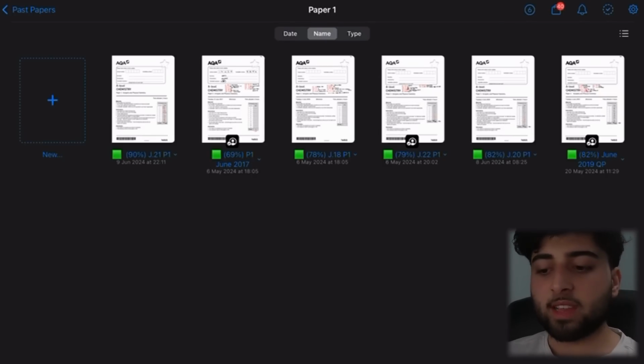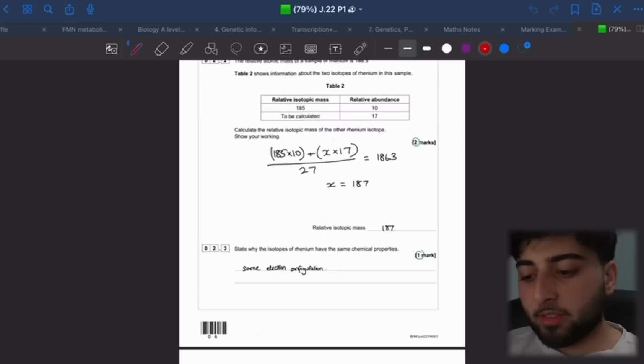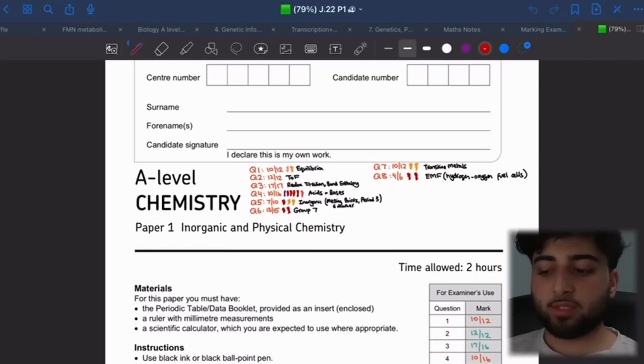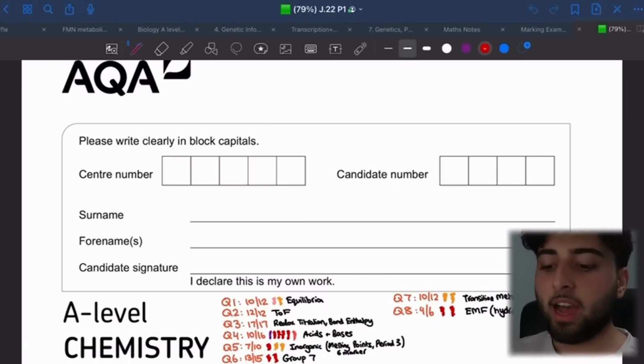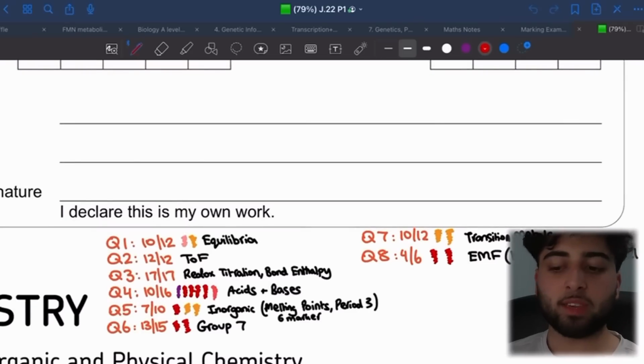Okay, now I'm going to focus exactly on one of these papers here. Let's go into June 2022, for example, paper 1. If we scroll to the top of this, first thing you can see automatically is that I've got this section up here. So whenever I finish a paper, I make it clear every single topic that's within that paper.